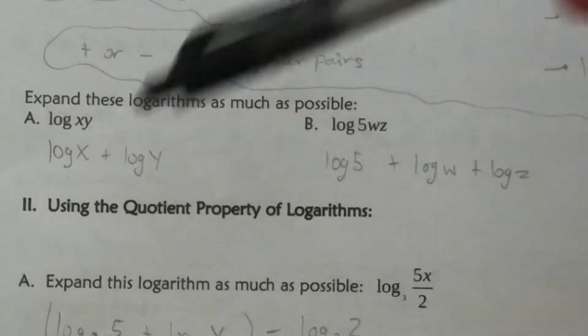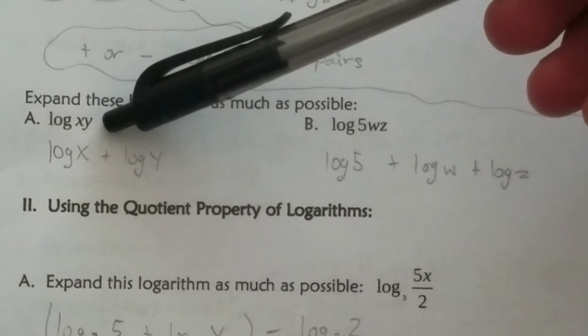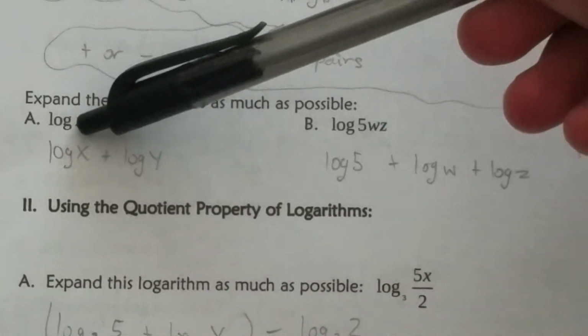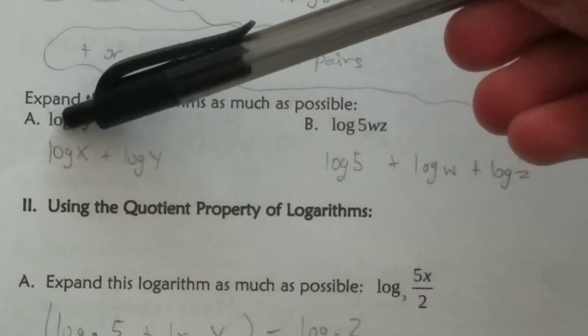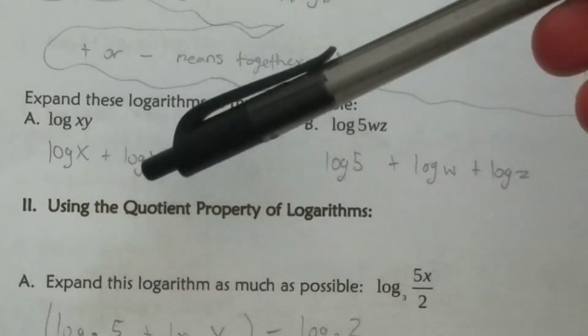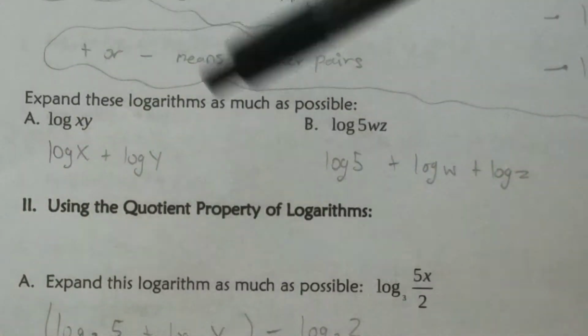You can always pause before and try to answer these. This property right here would be your product property. You see these two multiplying, that's product. Product means plus. So what you do is log x plus log y. You just separated these two and put a plus.